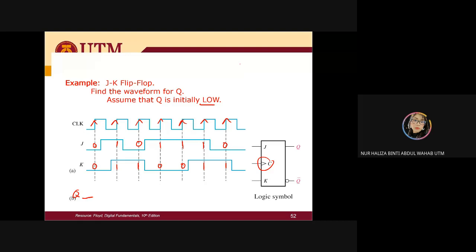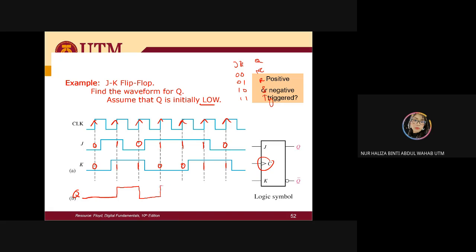Then here I have my table: JK 00, 01, 10, 11. This one is toggle, this one is set, this one is reset, this one is no change for the Q. 0, 0, I'm going to have no change and I continue until I meet another clock. 1, 1 means toggle. So from 0, I'm going to go to 1 and I continue until I meet another clock. 0, 1 means reset. So I'm going to reset it to 0. And 1, 0 will be set.